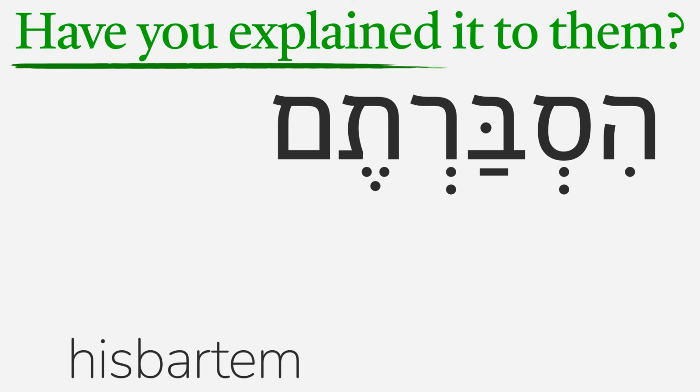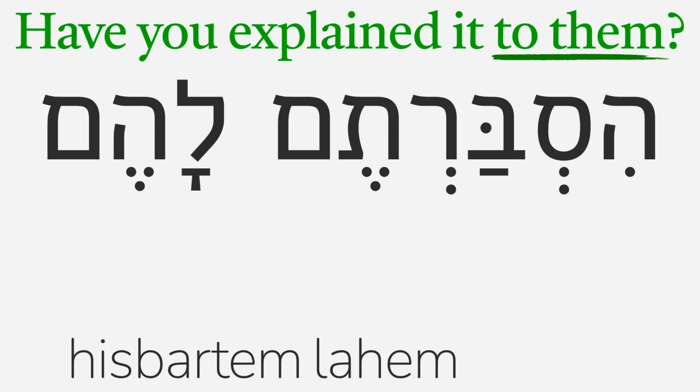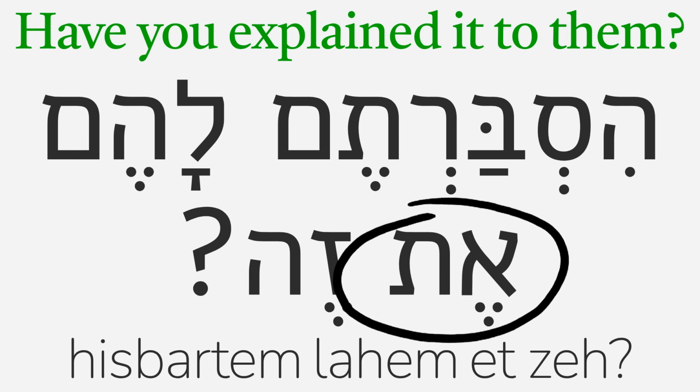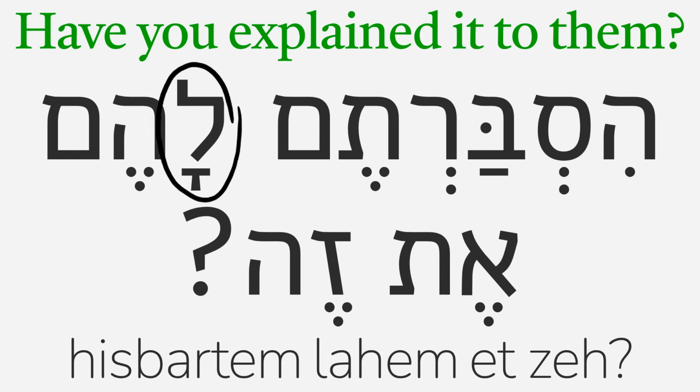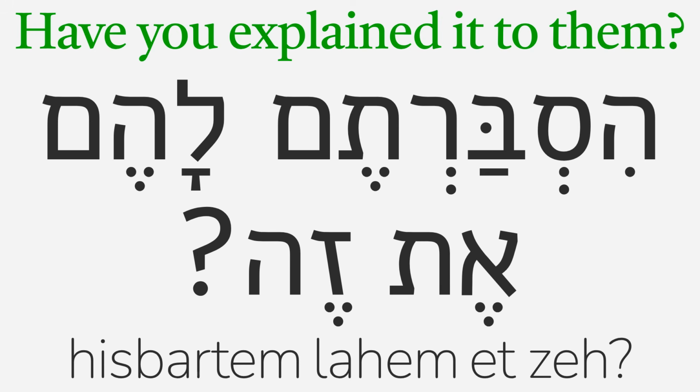In Hebrew, it is more natural to first say to them, which is lahem, with the hem suffix that means them in masculine form, and after that, et ze, it. This is because a direct object that uses et will tend to go after a preposition like la if that preposition's object is simply a suffix like hem. Hisbartem lahem et ze? Have you explained it to them? Hisbartem lahem et ze? And that's all for today.